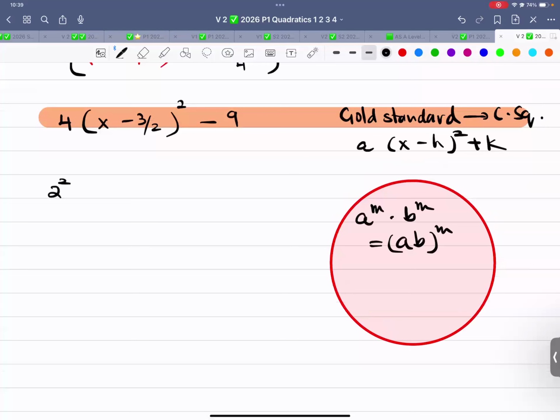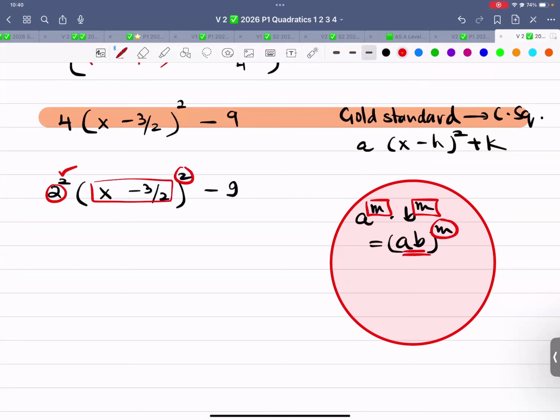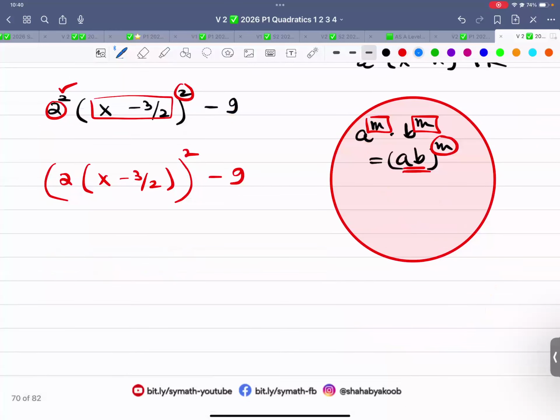So can I write 4 as 2 squared? Yes. x minus 3 over 2 whole square minus 9. Now this is 2 squared, and this is this bracket squared. So now the powers are equal. So what should I do? Multiply, take the power common. So this is 2 bracket x minus 3 over 2, the whole thing squared, nothing to do with the 9. So now this 2 will multiply with these two. So that is 2x minus 3 whole square minus 9.